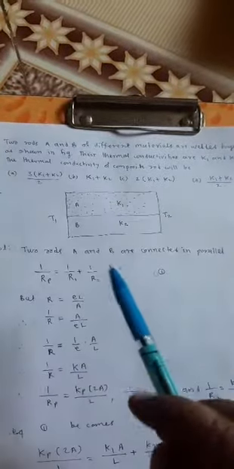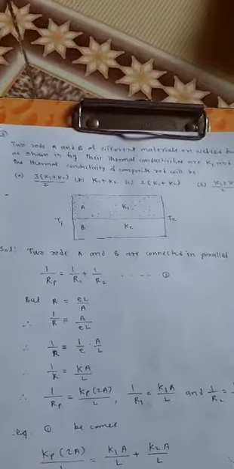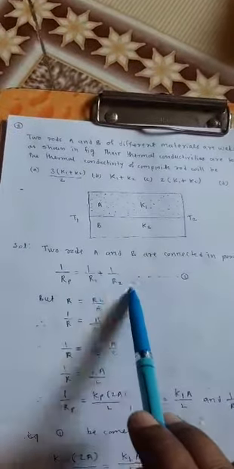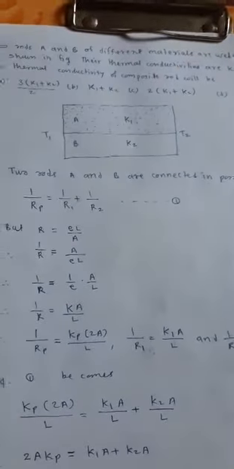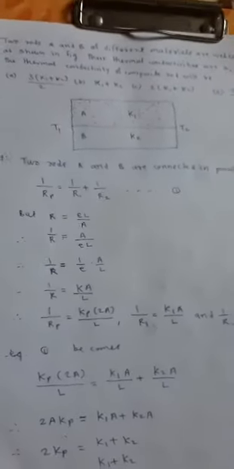We know that when two rods A and B are connected in parallel like this, then resistance decreases. उसका resistance क्या हो रहा है? Decrease हो रहा है. When two resistances are connected in parallel, we have the expression for the parallel combination: 1 by Rp is equal to 1 by R1 plus 1 by R2, where Rp is the equivalent resistance of this combination, R1 is the resistance offered by A, and R2 is the resistance offered by B. Here resistance means resistance opposed to the flow of heat current.